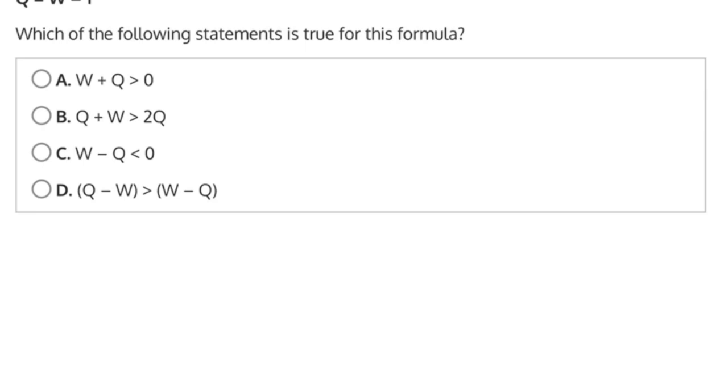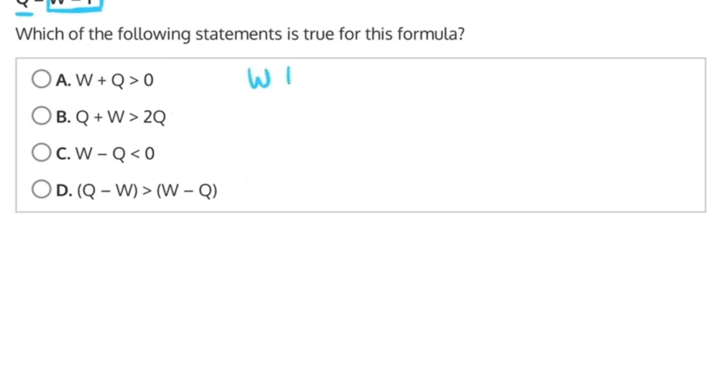Consider the following formula. Which of the following statements is true for this formula? Well, we know that one of our variables, q, is defined as w minus 1. So what we can do is substitute in this value for every q that we see in each of our answer choices and solve to see if the statement remains true. Let's try that for A.